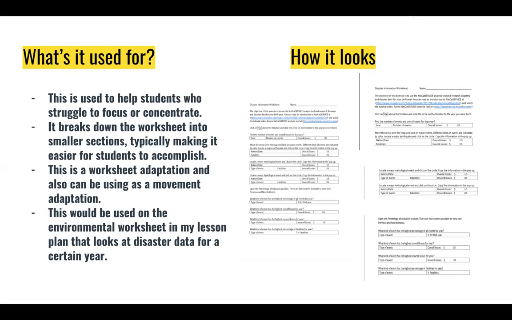Use the arrow. Different kinds of events are indicated by color. Locate a major earthquake and click on the circle. Copy the information in the pop-up. I have done this activity. It's very entertaining. It doesn't take a lot of time, but it is fun to play around with.